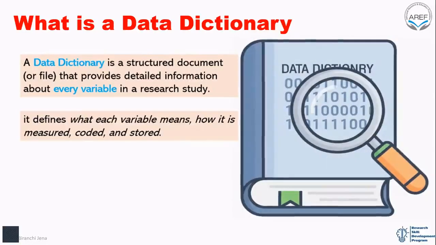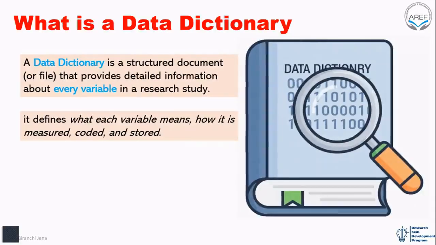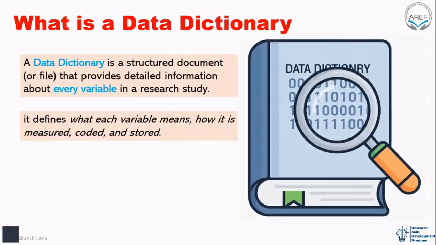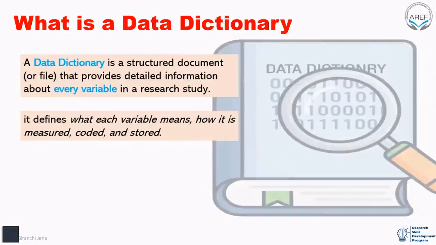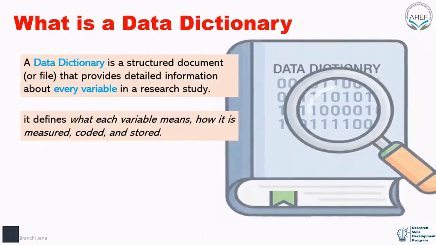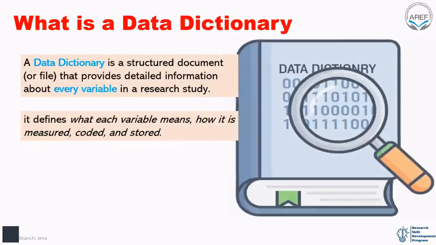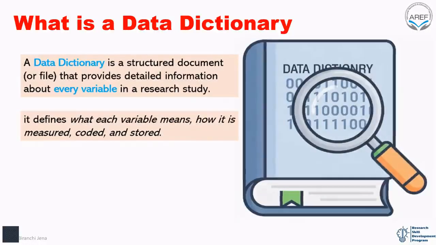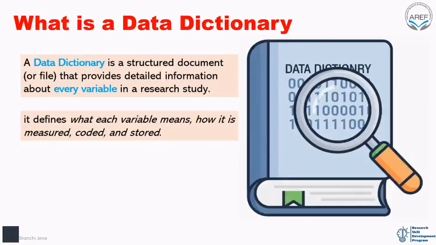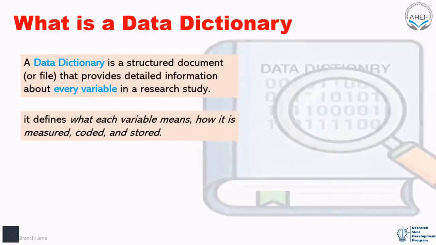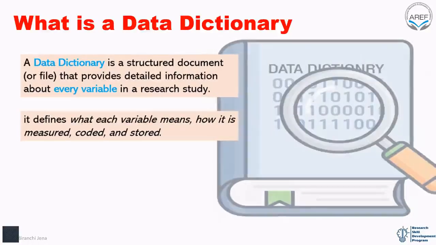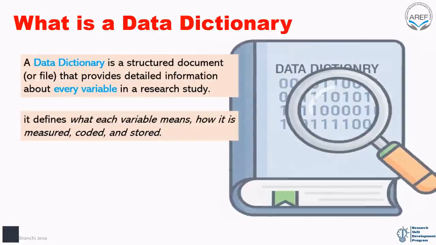Now, it defines what each variable means. That means when we pick up a particular variable for our current research, that variable means something. For example, if we are taking age as a variable, whether age is in completed years, or age in running years, or age in completed months. So what does that mean? We have to define each variable by its definition.